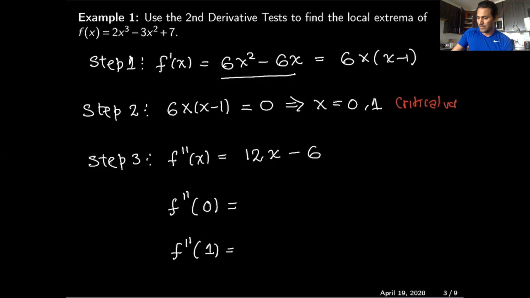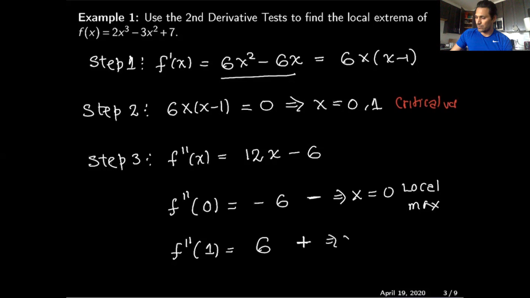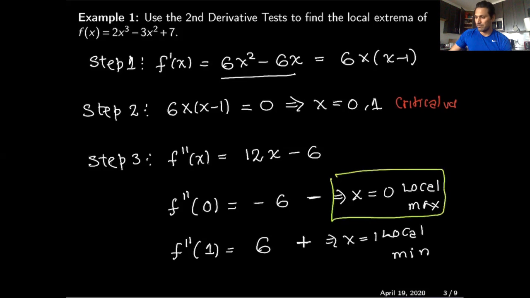If I do so, I will get minus 6 here, which is a negative sign. And if I plug in 1, I will get a positive 6, which is a positive sign. So this implies x is equal to 0 is a local max, and x is equal to 1 is a local min. So positive will give me the min, and the negative will give me the max. So this is our local max, and this is our local min, for all these critical values.